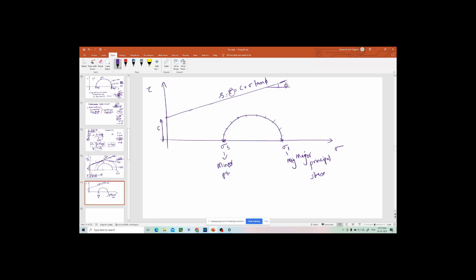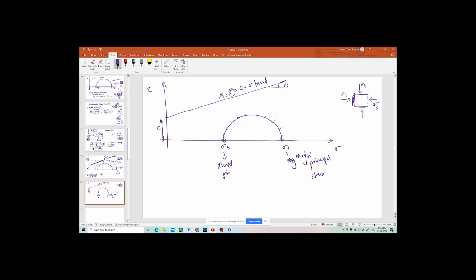Now, what do I do? I will increase one of these stresses. I will increase sigma 1, or I will increase sigma 3, or I will decrease sigma 3. Anything, you can change anything. So let us say there is a soil sample, with sigma 1 and sigma 3, like this. There are no shear stresses on this plane because these are major principal and minor principal stresses.